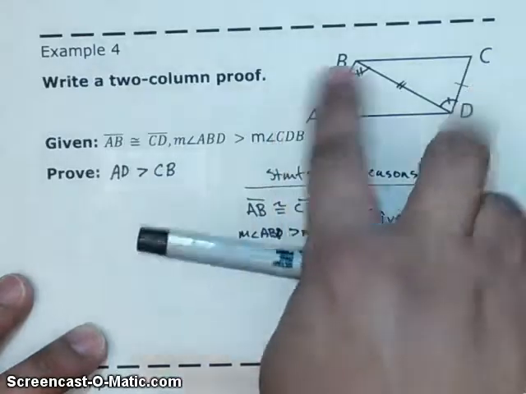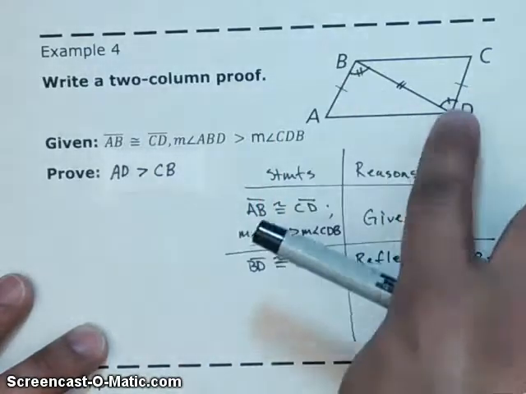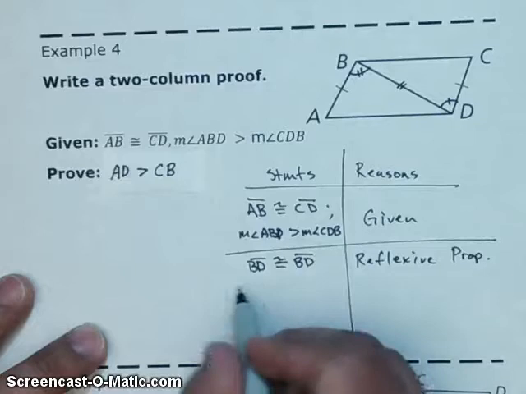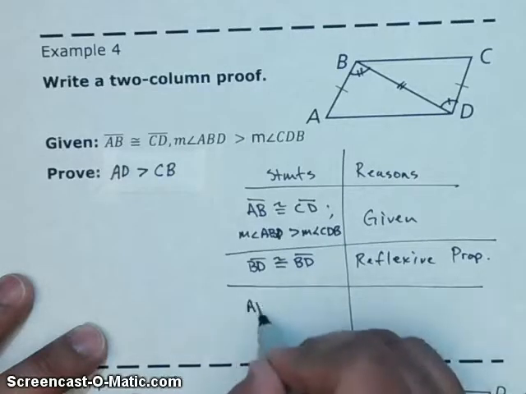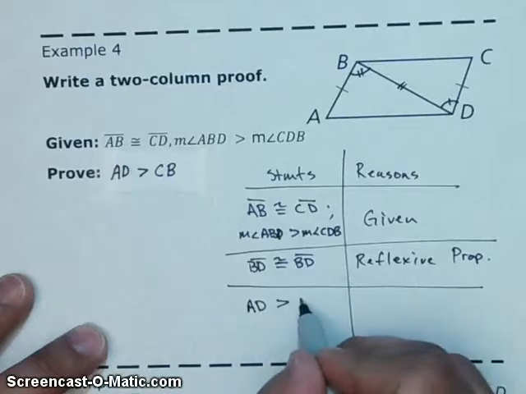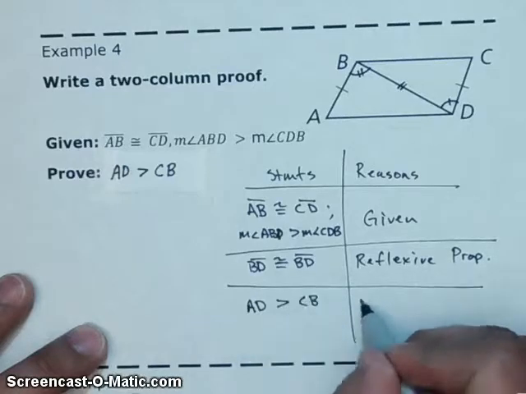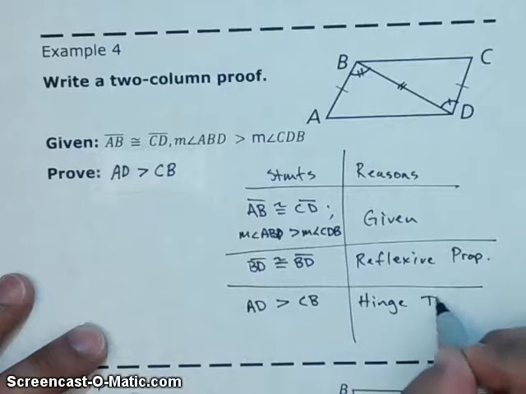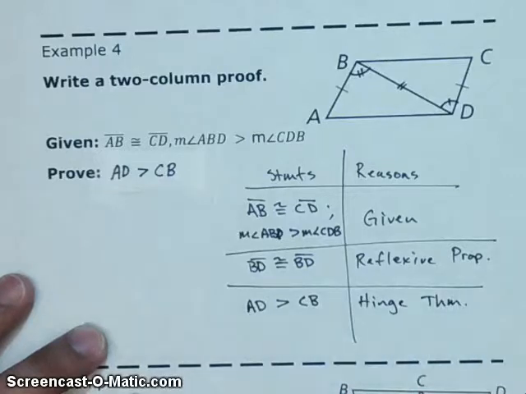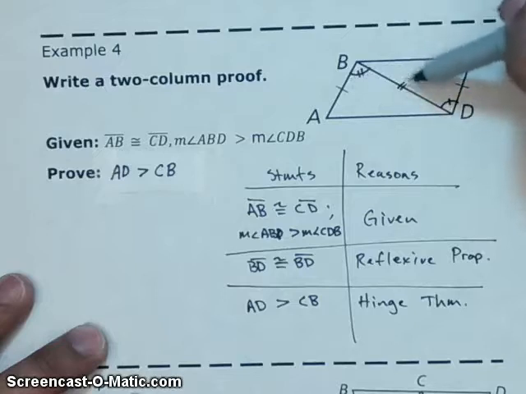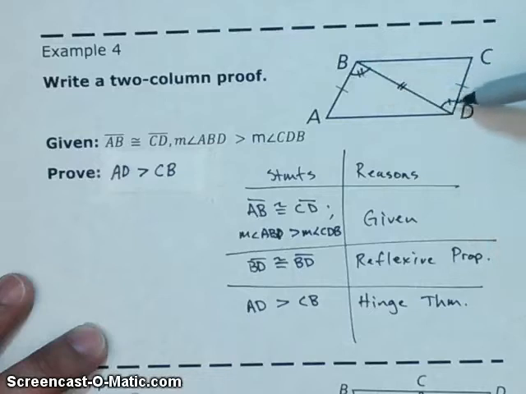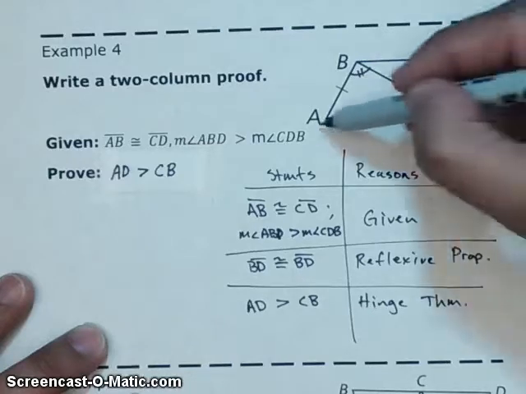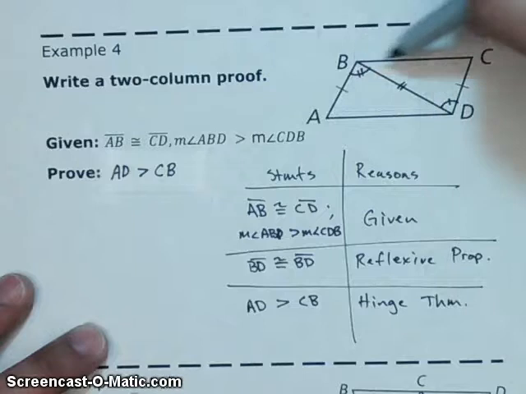Alright, so I got 2 pairs of sides that are congruent, and I know one angle is bigger than the other. So that lets me use the hinge theorem to say that the distance from A to D has to be greater than the distance from C to B because of that hinge theorem. So since these 2 sides are the same, this segment is congruent to itself. If this angle up here is bigger than this angle down here, that means this side AD has to be longer than this side CB.